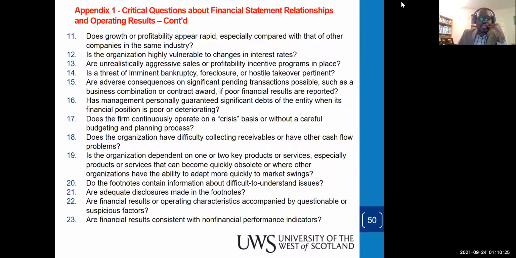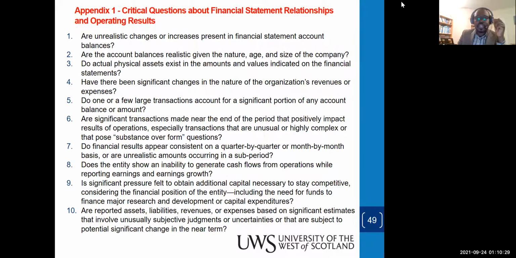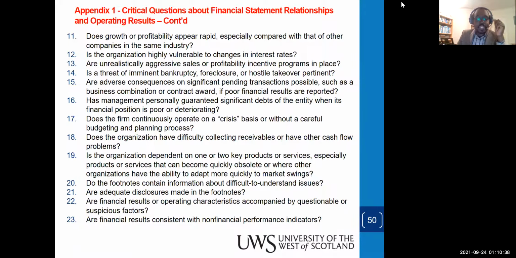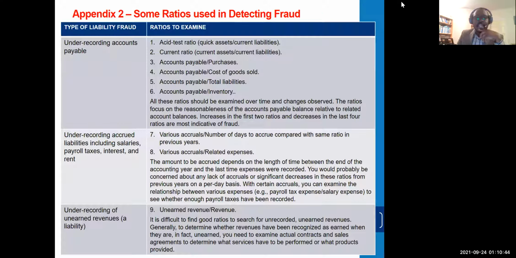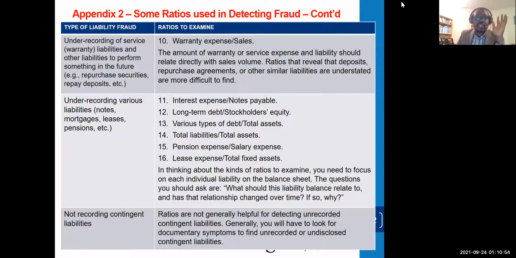These are the critical questions you should ask when you are doing financial statement analysis and trying to understand them. So this could help you in real life, in real practice. So 23 questions actually. I said 21. There are 23 questions. Again, appendix two has ratios you could use in detecting fraud. And you know some of these ratios: asset test, current ratio, and this, all of these are provided.